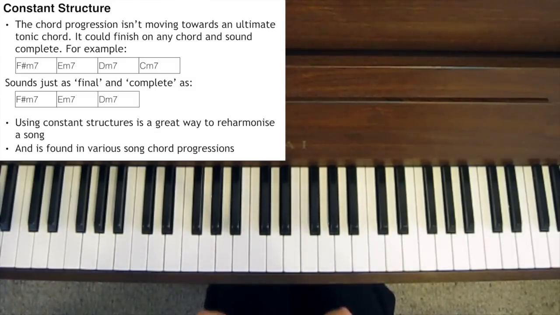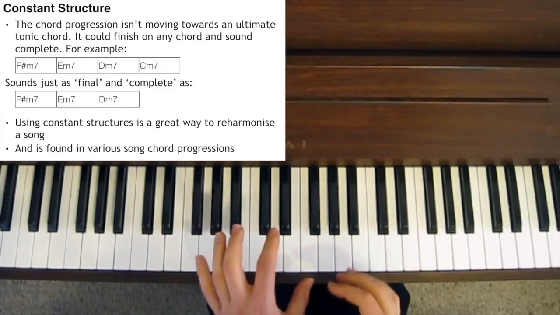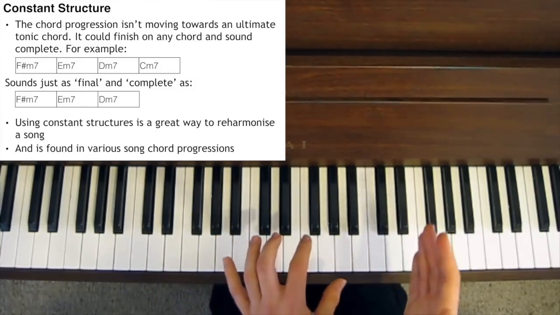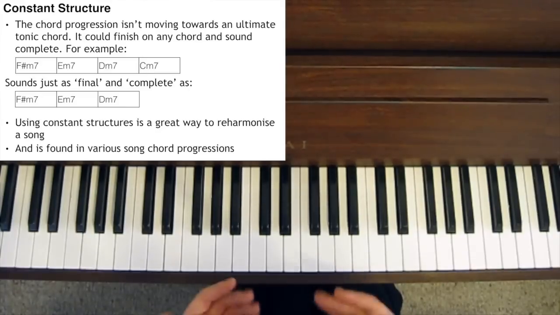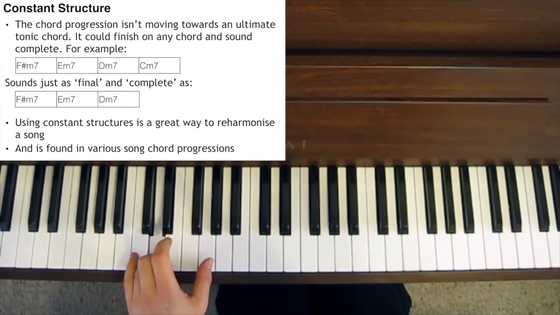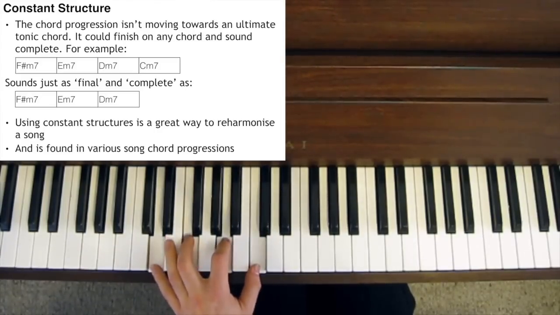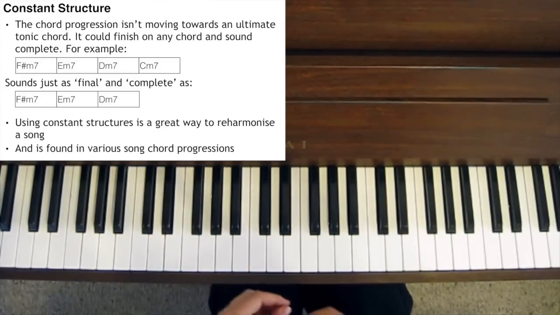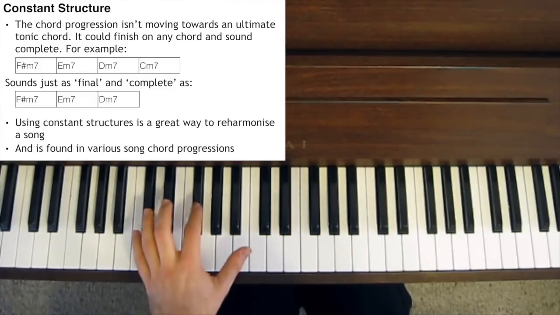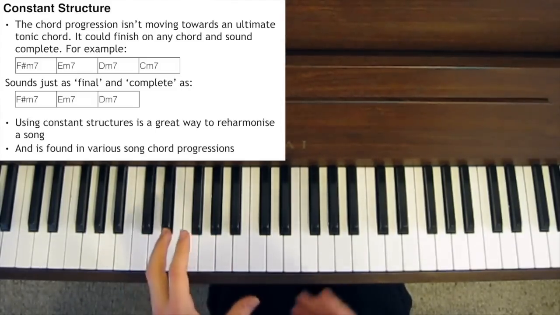tonal center or key. The chord progression isn't moving towards some ultimate tonic chord that will then sound resolved and finished. You can finish on any chord and the constant structure will sound complete, and that's precisely because of this symmetry in chord quality and often root motion. So for example, the chord progression F sharp, E, D, C, all minor 7 chords, sounds just as complete and final as F sharp, E, D minor 7 chords.